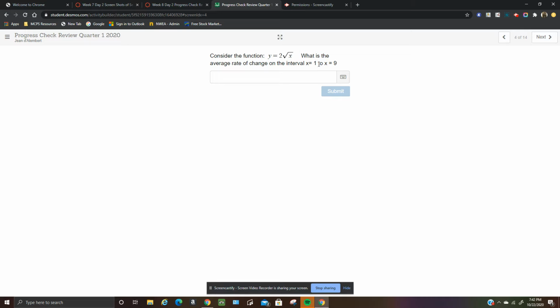Consider the function when x is 1 and when x is 9, and then find the rate of change. So when x equal 1, y is equal to 2. X equal 9, y equals 6. So you have these 2 points, 1, 2, and 9, 6.